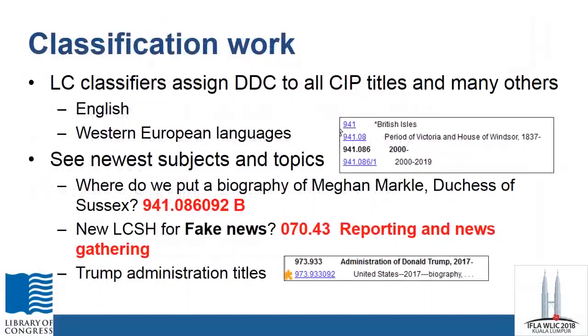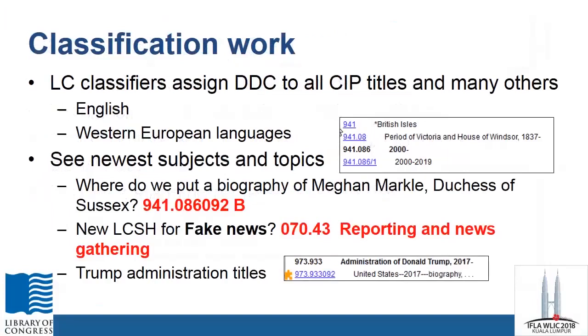So the division of labor, if you will, is that the Library of Congress classifiers are assigning DDC to all the cataloging and publication titles. That's about between 60 and 70,000 titles a year that they assign Dewey numbers for. And they also assign all of the Dewey numbers to materials that come through from the Copyright Deposit Office workflow, and also from other areas in the library that process materials coming from countries that have languages in Western European languages. Predominantly Spanish and German, although there is some French and some Italian and Portuguese, but predominantly Spanish and German.